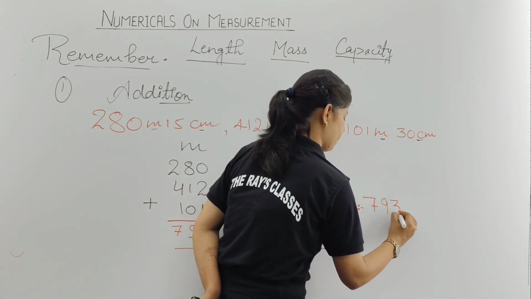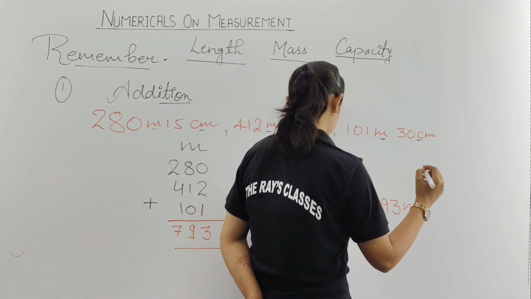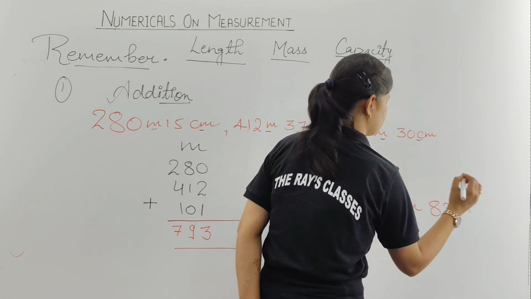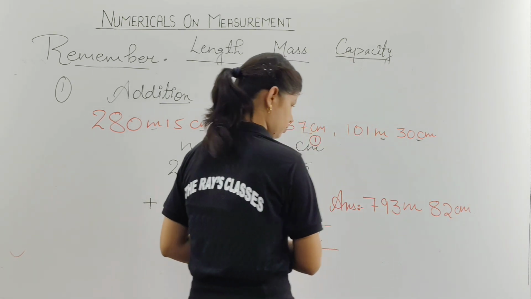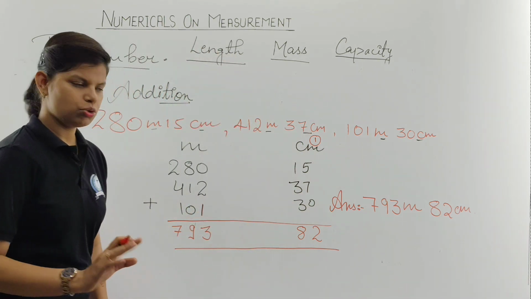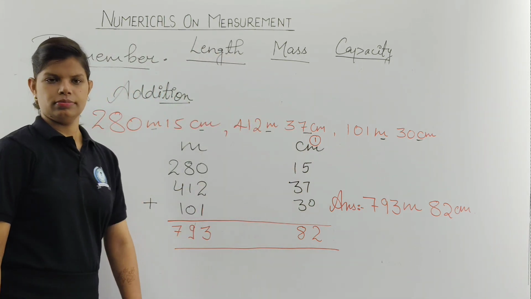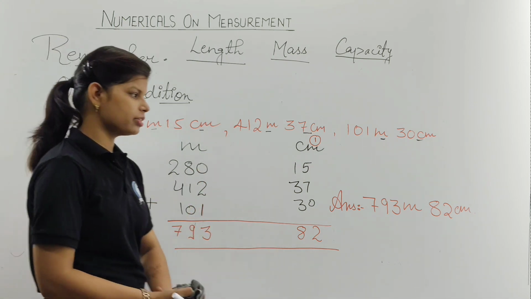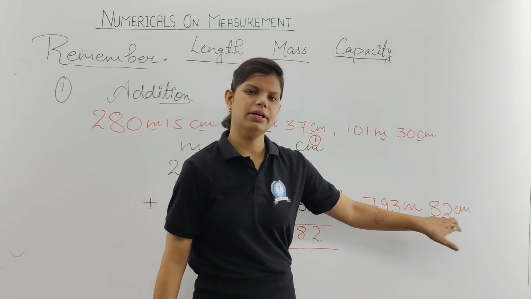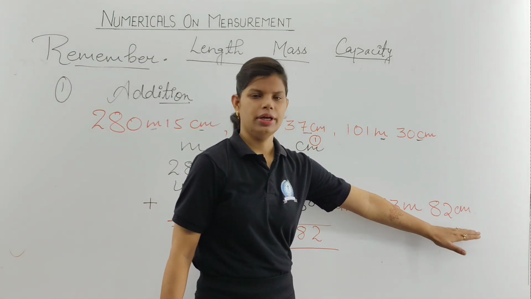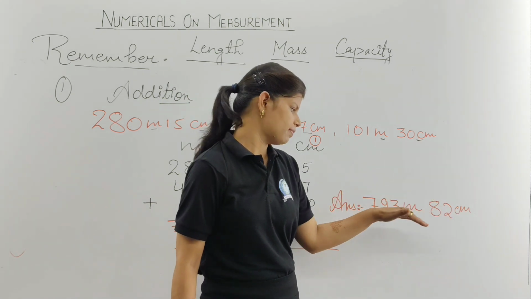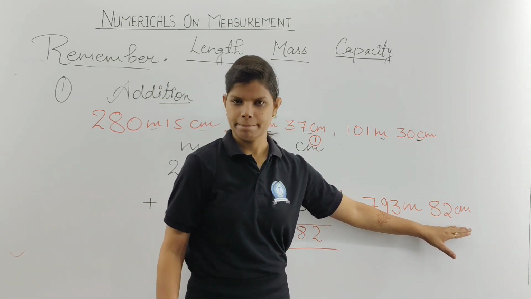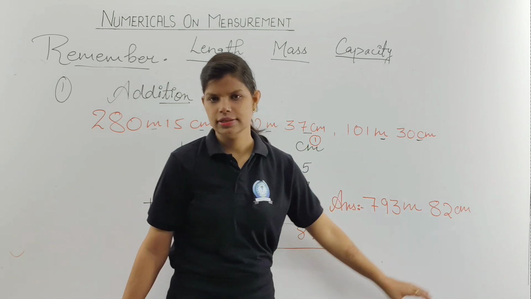793 meter 82 centimeter. Clear? Understood? That is your final answer. If you want, you can go with the conversion, but we cannot do any conversion here because 1 meter equals 100 centimeter and here we are having only 82. It cannot be changed. That's why the answer will be your 793 meter 82 centimeter. Hope you understand this part.